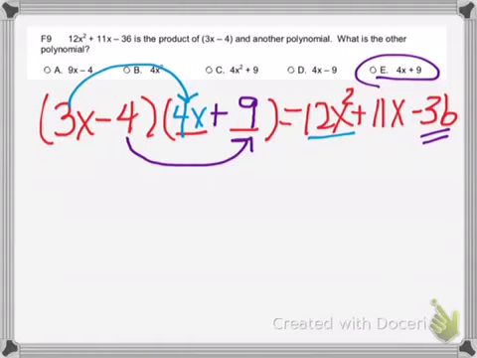Number 9, 12x squared minus 11x minus 36 is the product of 3x minus 4 and another polynomial. What is the other polynomial? So what I did was I said 3x minus 4 times a set of parentheses equals 12x squared minus 11x minus 36. And I needed to find out what I get to multiply. So I said 3x times what, and there was my blank right here, gives me 12x squared, and that would be 3x times 4x is 12x squared. And then I said negative 4 times what gives me negative 36, that would give me 9. So my answer is E, 4x plus 9.